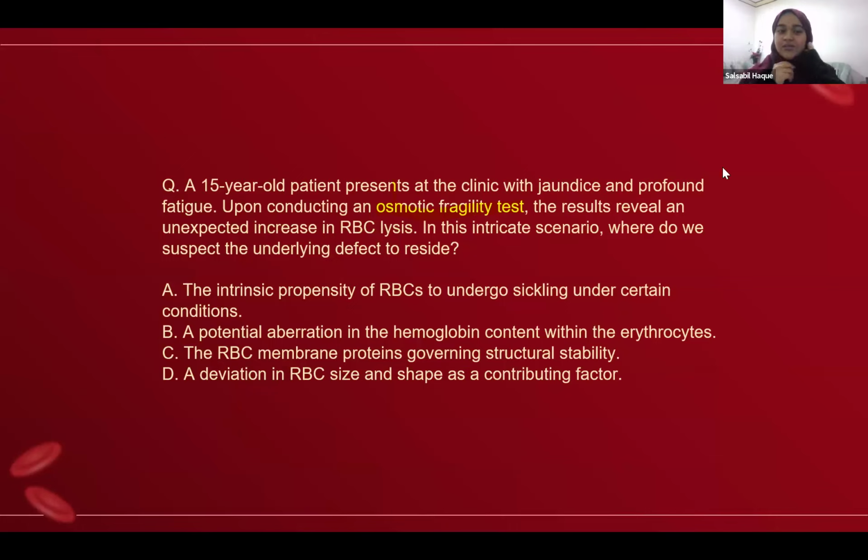Yes, correct. Okay, let's go over the case. So a 15-year-old patient presents with jaundice and profound fatigue. And then he undergoes an osmotic fragility test, which results in an unexpected increase in lysis of RBC. In this scenario, where do we expect the underlying defect to reside? And this is governing structural stability, which is C, and that's what you guys suggested. That's correct. Can someone tell me what the disease we're dealing with is?